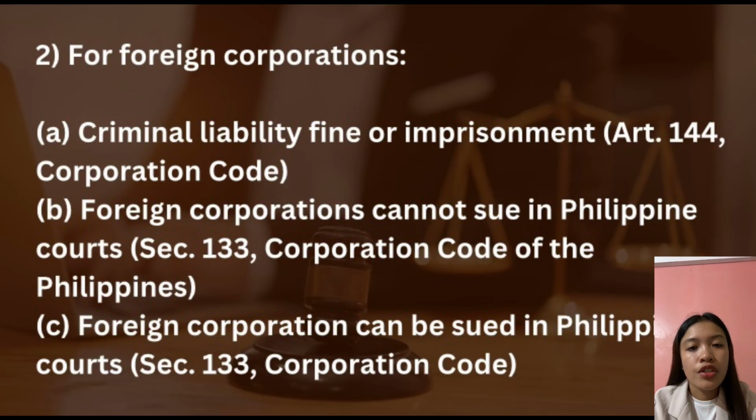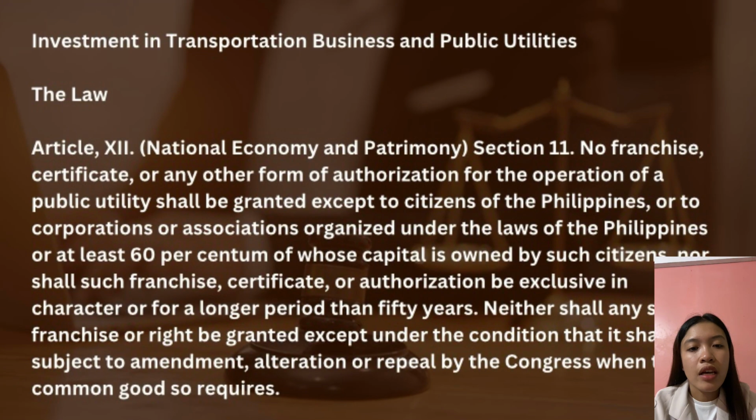So, investment restriction in public utilities, as outlined in Article 12, Section 11 of the 1987 Constitution. The law restricts foreign ownership in public utilities to 40%. Only Filipino citizens or corporations where at least 60% of capital is Filipino-owned are eligible to operate public utilities. These franchises, certificates, or authorizations are not granted indefinitely and may be subject to alteration by Congress for the common good.